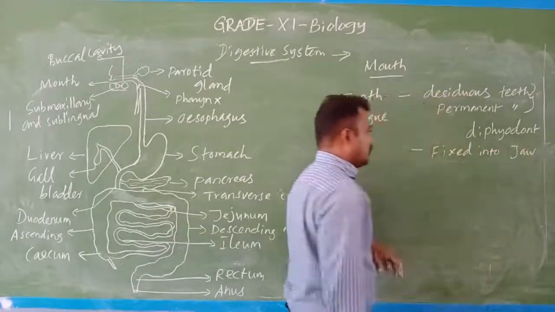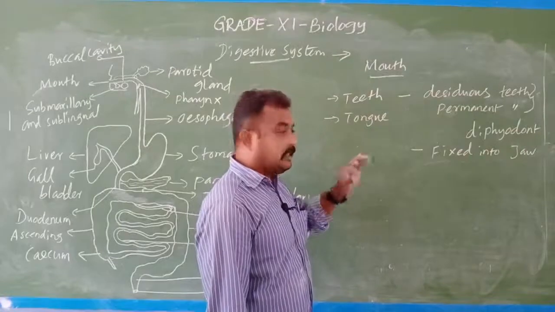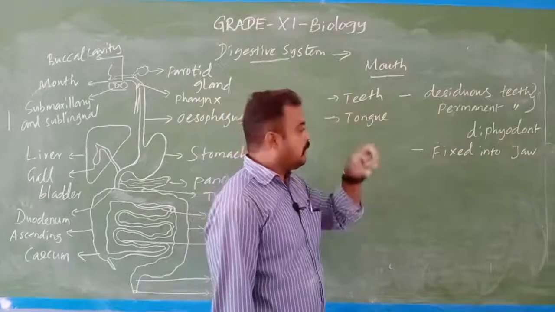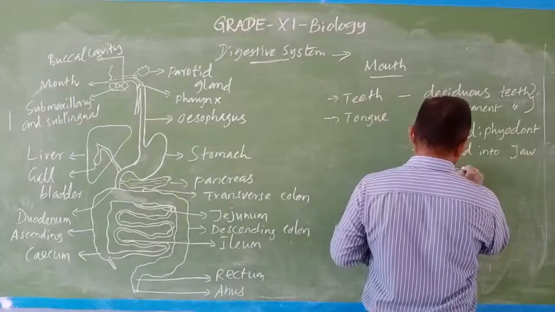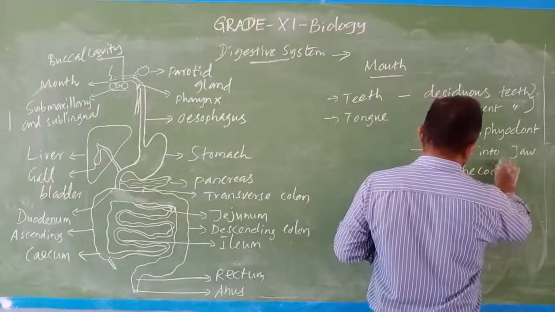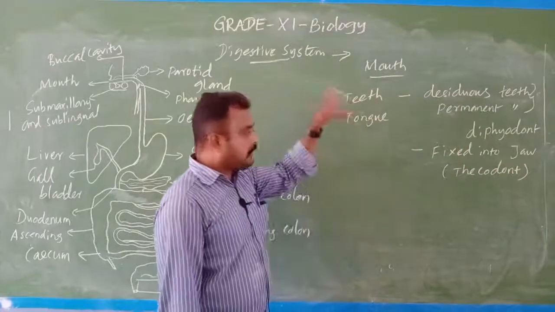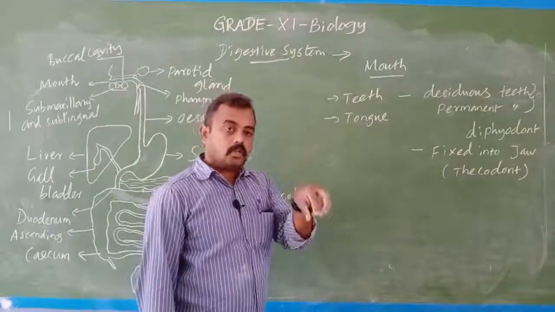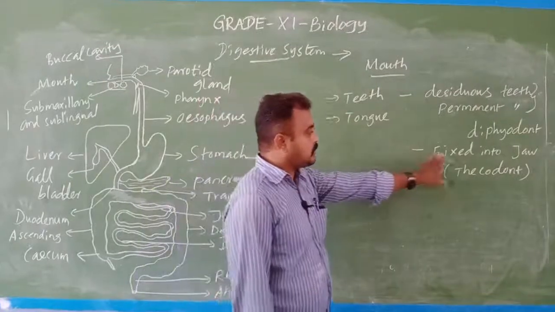Lower jaw and upper jaw. So in the two jaws we have teeth. They are fixed, embedded in the jaw. That's why it is called thecodont. This type of teeth is known as thecodont. If teeth are fixed into the socket of the jaw, that is called thecodont.